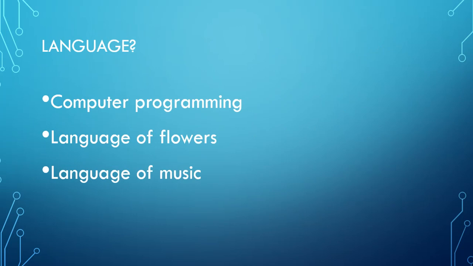Okay? Let's first look at certain things which are called languages in English, but may not really be languages in the sense we want to talk about in this course, okay? Programming languages for computers are, I think, clear examples of those, or the languages of flowers or the language of music. We call them languages in ordinary life, but not so in linguistics or in discourse.